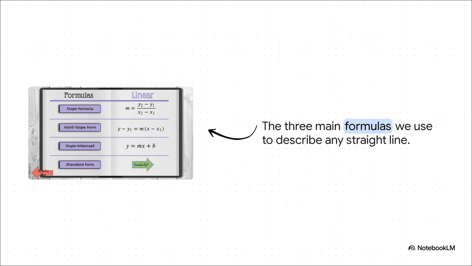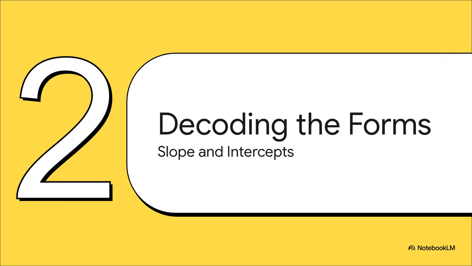And here are the three main recipes we use to write out the equation for a line. Slope-intercept form is awesome because it tells you the slope and where the line starts right away. Point-slope is your go-to when you know how steep the line is and just one single point on it. And standard form? Well, you'll see that one a lot, so we definitely need to know how to work with it. Okay, let's get our hands dirty and see how these different forms actually work.